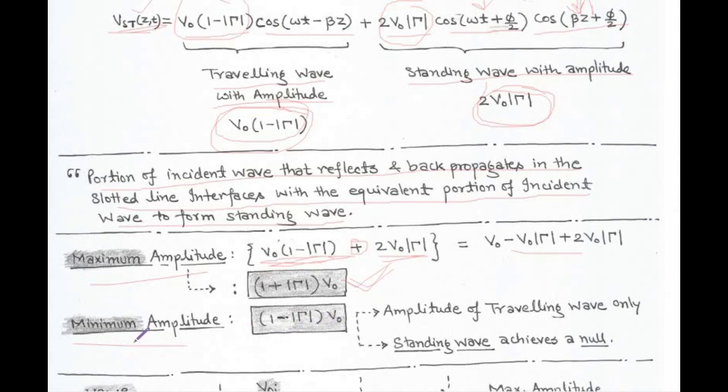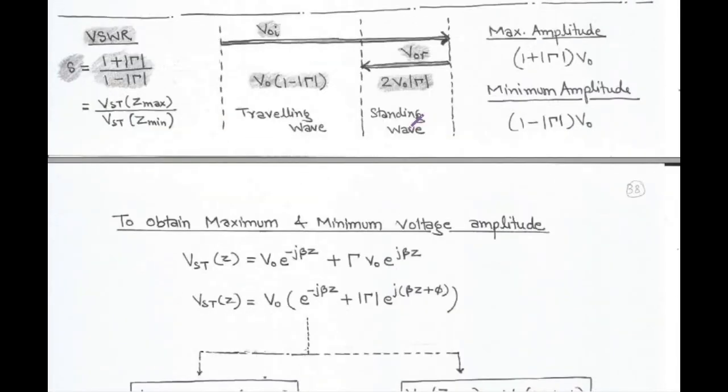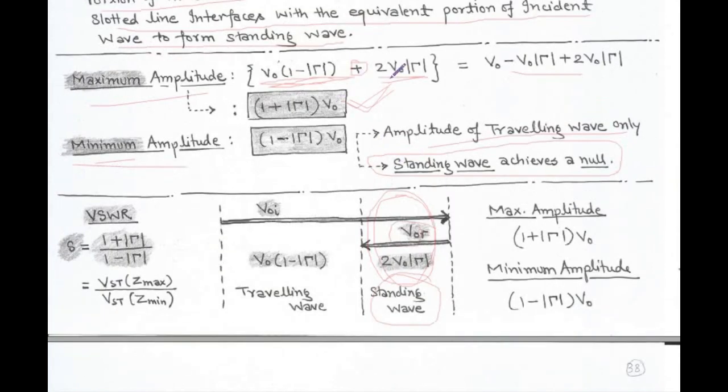Here the minimum amplitude is the amplitude of the travelling wave only, because here the amplitude of the standing wave is 0, because we know that the standing wave is formed when a portion of the incident wave is reflected back and interferes with the same portion of the incident wave. So the maximum amplitude is the combination of the amplitude of the travelling wave plus the amplitude of the standing wave, which is (1 plus mod of tau) into V0, and the minimum amplitude is only the amplitude of the travelling wave, that is V0 (1 minus mod of tau).